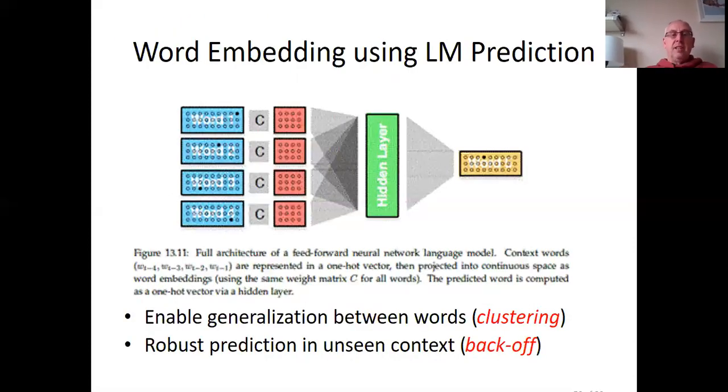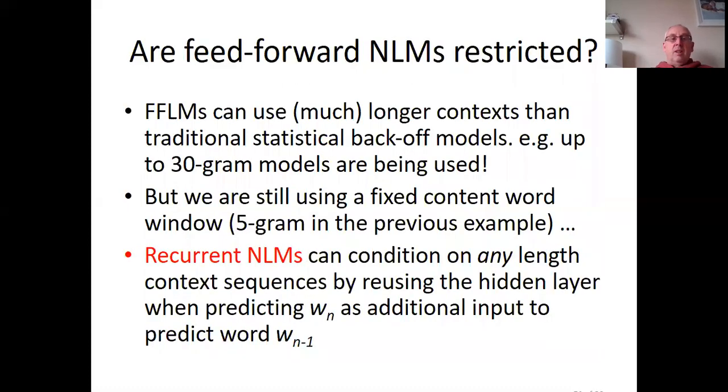Here's a diagram from Philipp Koehn's book, which gives you the architecture of a feed-forward neural network language model, where the context words are represented as a one hot vector and projected into continuous space as word embeddings using the same weight matrix for all words, and the predicted word is computed as a one hot vector via a hidden layer. This is useful for clustering and also for backoff if we don't have a particular context that we've seen before.